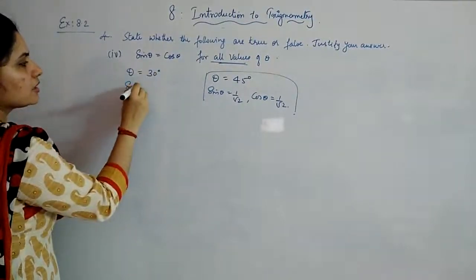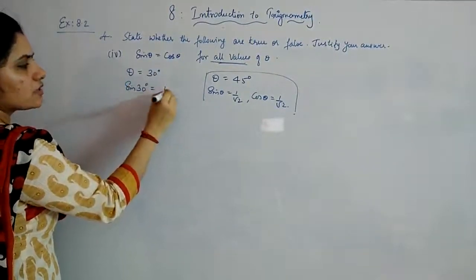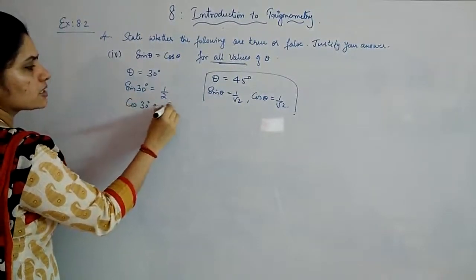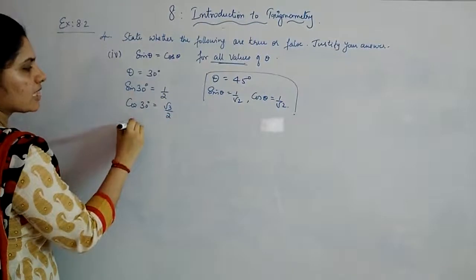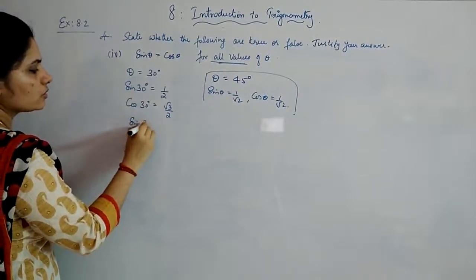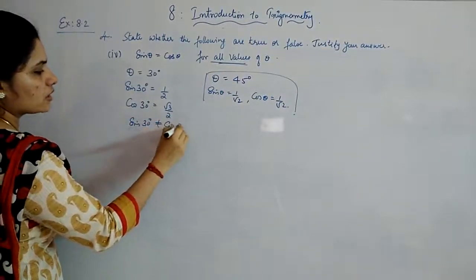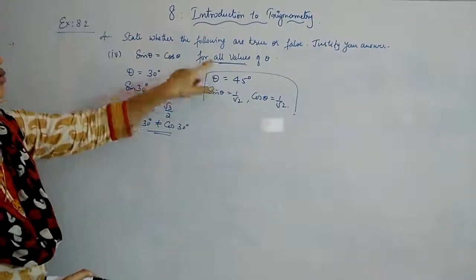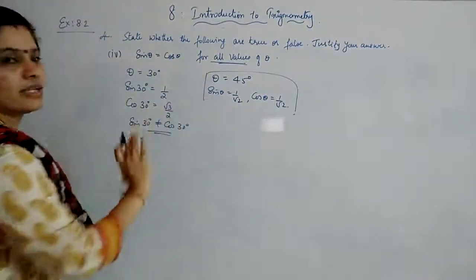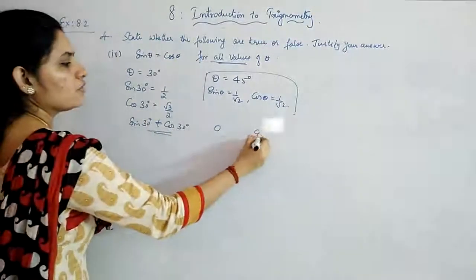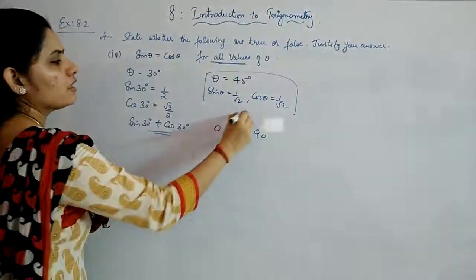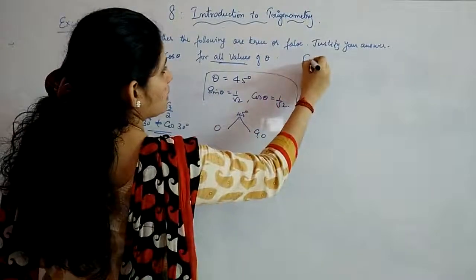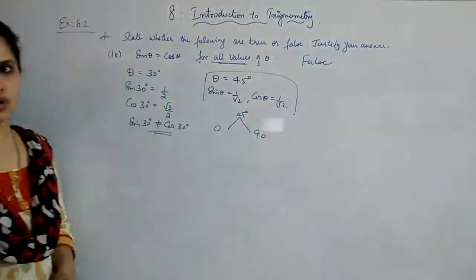Now suppose I am taking theta as 30 degree. What will be sin theta or sin 30 degree? You will get 1 by 2. Now what will be cos for the same angle 30? It is root 3 by 2. That means sin 30 is not equal to cos 30 degree. Therefore you can say that the statement is not true for all. For some of the values it is true. That means from 0 to 90, you have only 45 where it gives you the same value for sin and cos. Okay, so the statement in general is false.